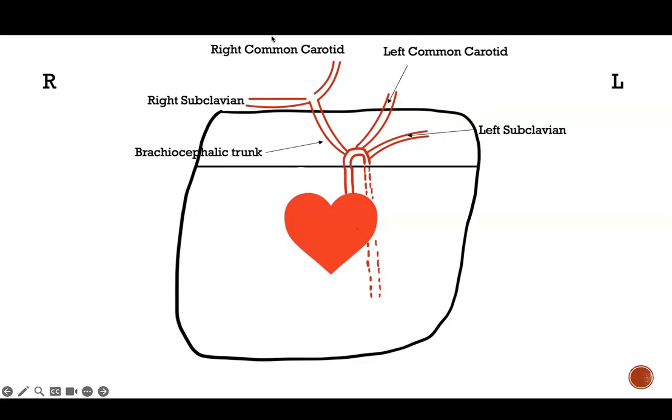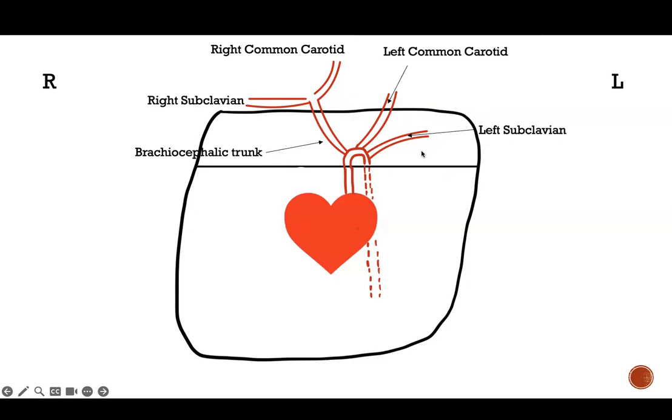So this is a way to remember it if you ever forget. If you ever get confused whether the brachiocephalic trunk is on the right or on the left, it's only on the right side. And obviously, all of these branches of the aorta are in the superior mediastinum because they're all above the sternal angle.